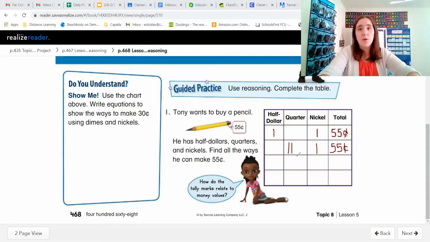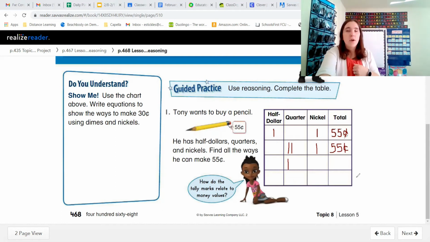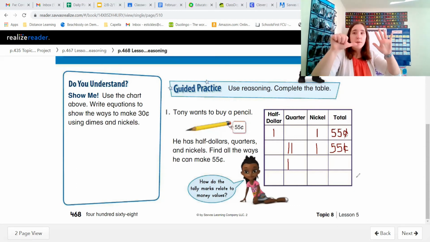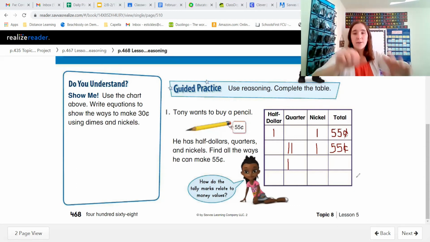Now, because I used 2 quarters, I'm going to try using only 1 quarter this time. So if I use 1 quarter, I have 25 cents. Now I need to add on nickels until I get to 55 cents. So I'm going to count on by 5s. I'm going to start at 25 and then count on. So 25 plus 5 cents would be 30, 35, 40, 45, 50, 55. I would need 6 nickels.